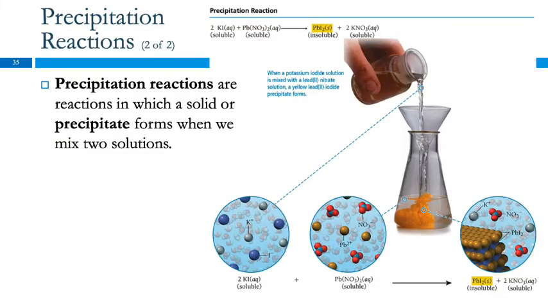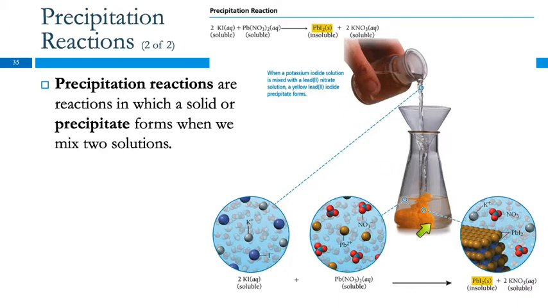So a precipitation reaction is a reaction in which you have two or more solutions, liquids, that we mix together, and as a result of that, a solid forms. The solid is called a precipitate.